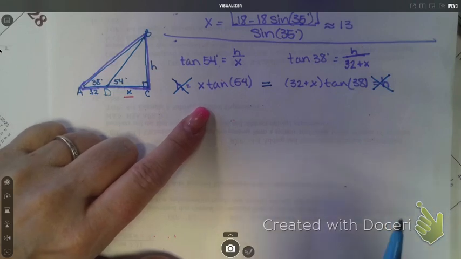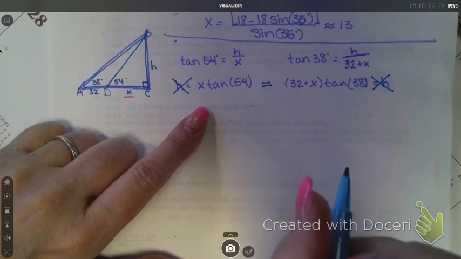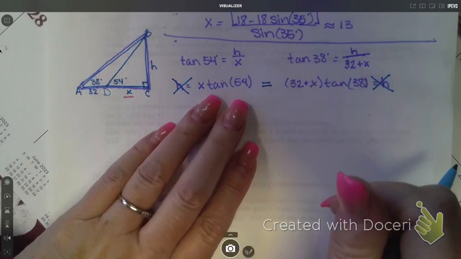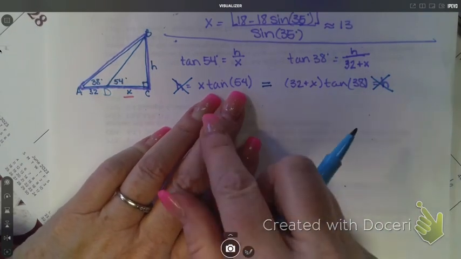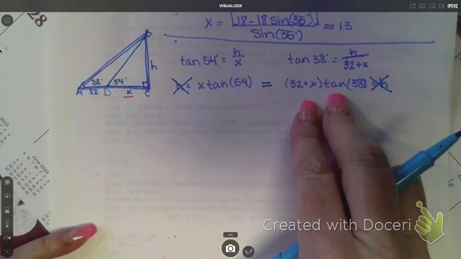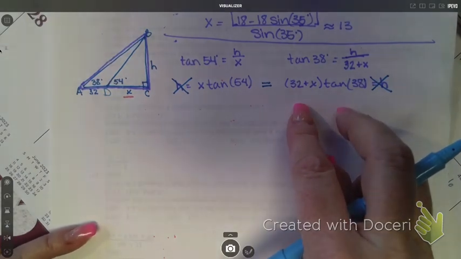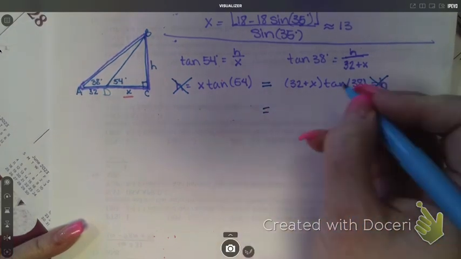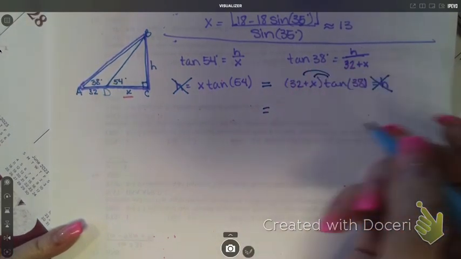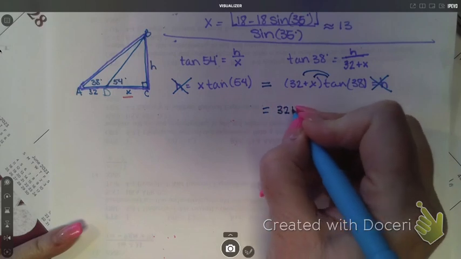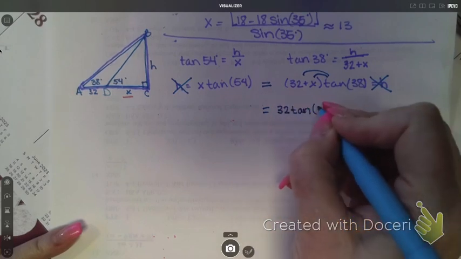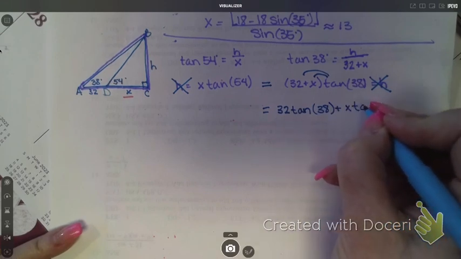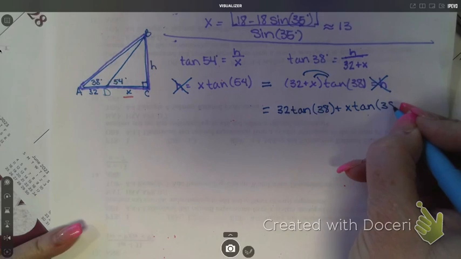You need to keep reminding yourself of that because that means I need to get x's where I can manipulate them. Is the right of the left hand pretty good? Okay, what's wrong with the right hand? It has a quantity. So how do I get rid of a quantity? I need to FOIL, I need to distribute. Okay, so it's going to be 32 tangent of 38 plus x tangent of 38.